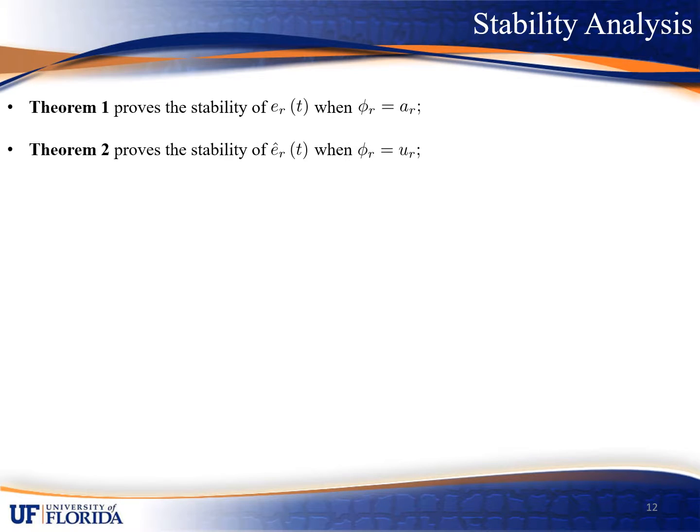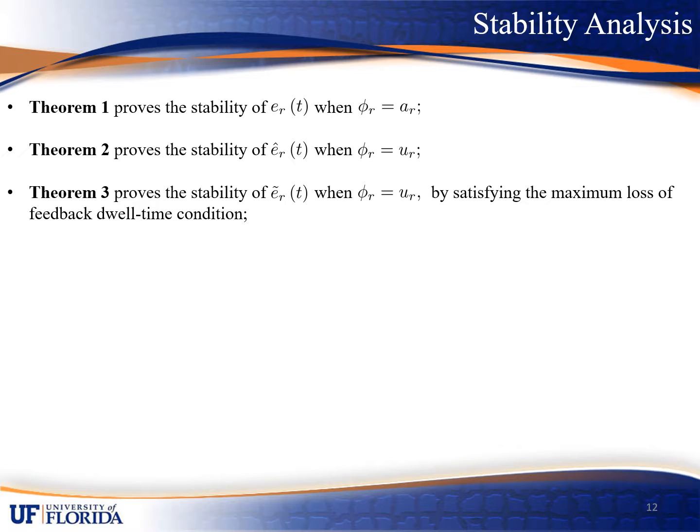And here come our main results. We have six theorems. Theorem 1 proves the stability of the trajectory tracking error of the relay agent when feedback is available. Theorem 2 proves the stability of the estimated trajectory tracking error of the relay agent when feedback is unavailable. Theorem 3 proves the stability of the state estimation error of the relay agent when feedback is unavailable by satisfying this dwell time condition. Combining Theorems 2 and 3, we can show the stability of ER when feedback is unavailable by using the relationship that ER is equal to ER hat plus ER tilde.